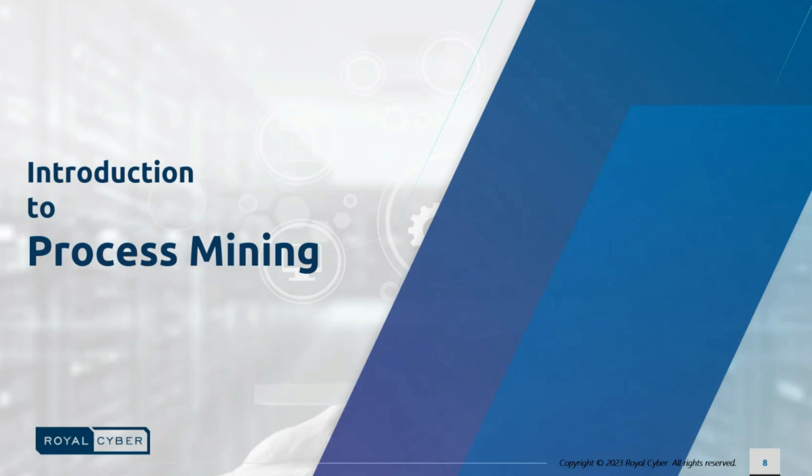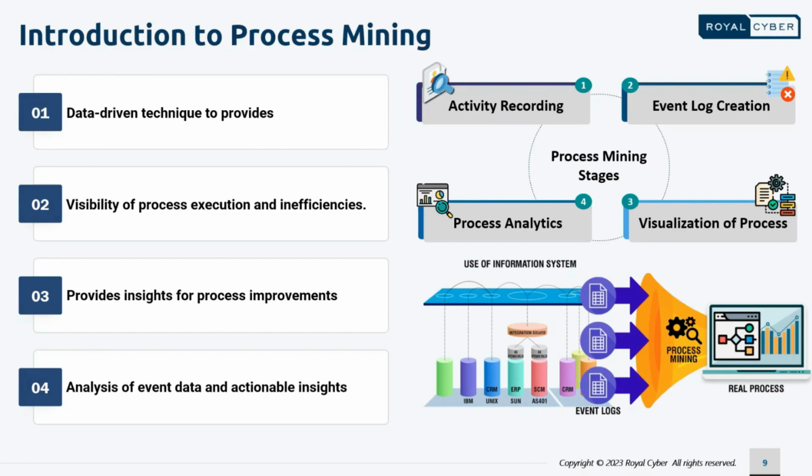Before moving toward Power Automate process mining, let's start with a basic introduction to process mining. Process mining is a field of data analysis that focuses on discovery, monitoring, and improvement of real world business processes based on event data generated by information systems. Process mining relies on event logs, which record the sequence of activities, actions, or events. These events can be generated by various systems such as ERP, CRM, or any organization information system.